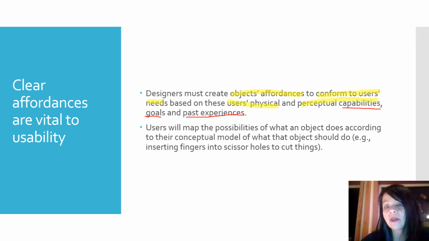Clear affordances are definitely vital to usability of an interface. Users will map the possibilities of what an object does according to their conceptual model of what it should do. So in your readings, we talk about mental models, conceptual models. Think about that. The users are going to map what the object does according to what they believe it should do. For example, inserting the fingers into the two scissor holes to cut things. That's an example of affordance. Those two scissor holes give you the affordance to use the scissors.